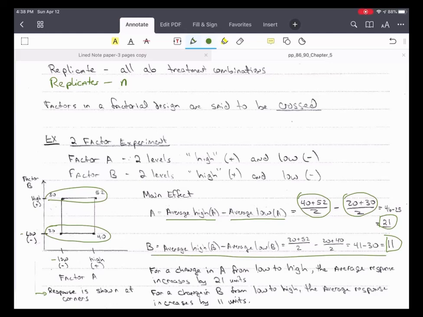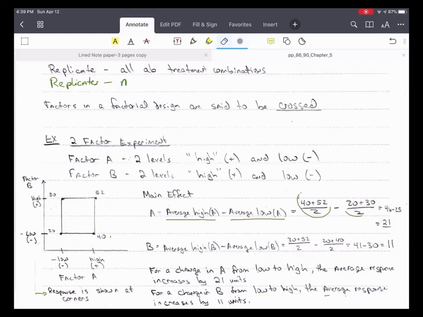So for a change in A from low to high, the average response increases. As we go from low to high in A, the average response increases 21 units. Remember that we're talking about means or averages. For a change in B, when we go from low to high, the average response increases again by 11 units. That's because these numbers are positive. If they were negative, then it would be a decrease.